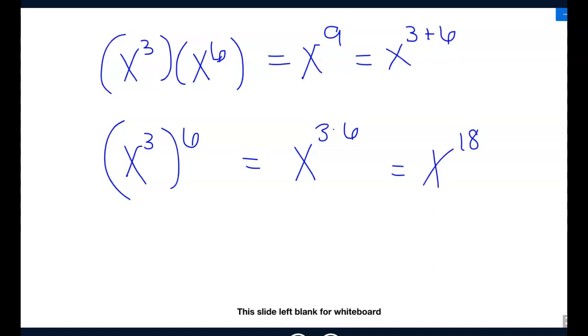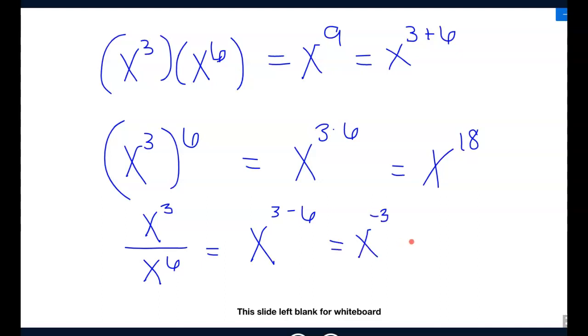And then division, so it'd be like x cubed over x to the 6th becomes subtraction, and it's always top minus bottom. So you get x to the negative 3, and again, no negative exponents. So you rewrite that as 1 over x cubed.